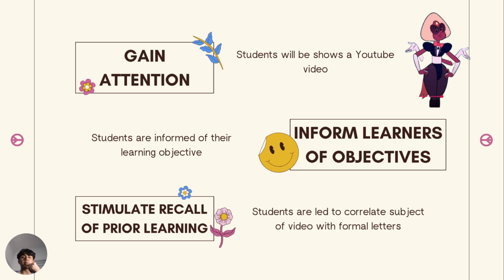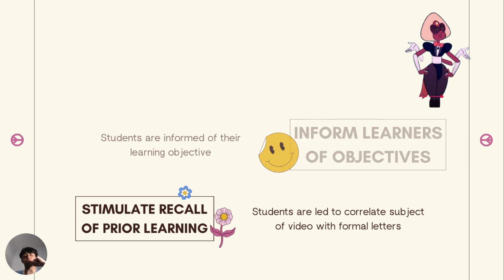The third step is to stimulate recall of prior learning, which in this case, students are led to correlate the subject of the video with formulettas. For example, they are asked to characterize the subject of the video as elegant, precise, or articulate, and we will correlate these characteristics with how a formuletta should look. For example, when the students are unable to determine the gender or position of the recipient, they will refer to the recipient as "to whom it may concern."